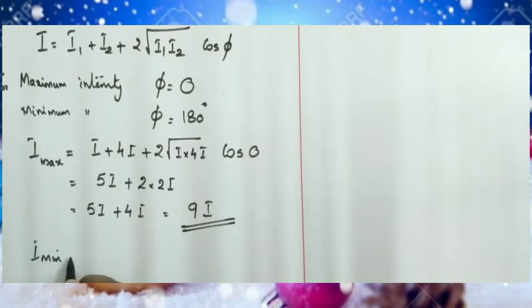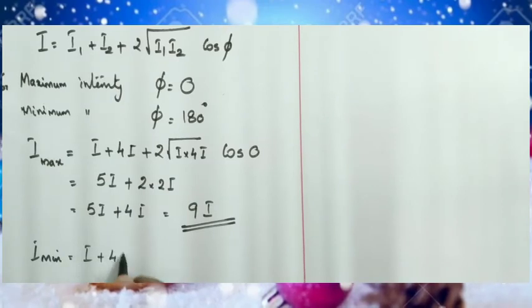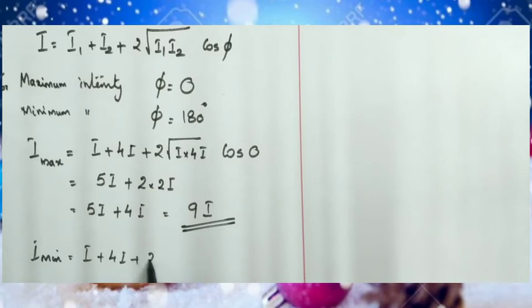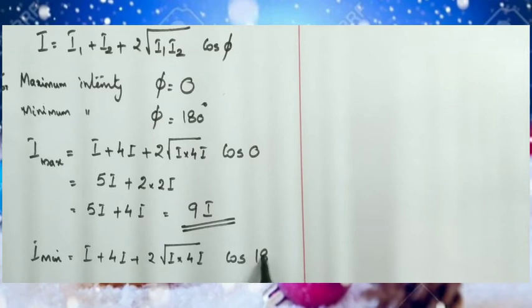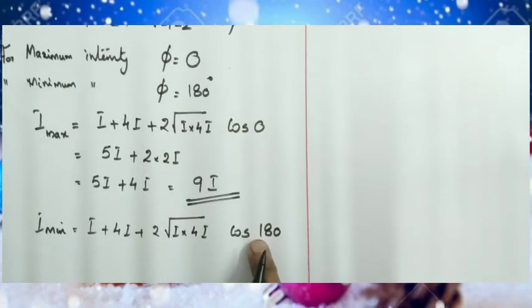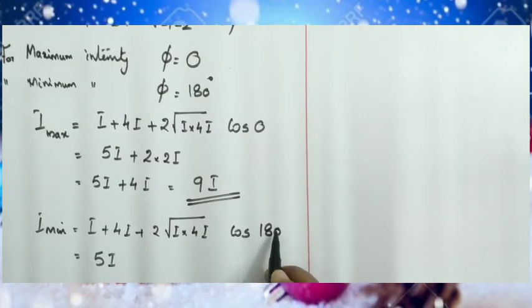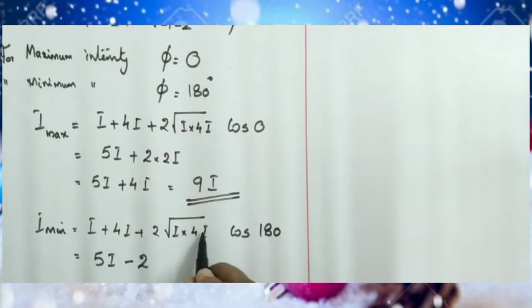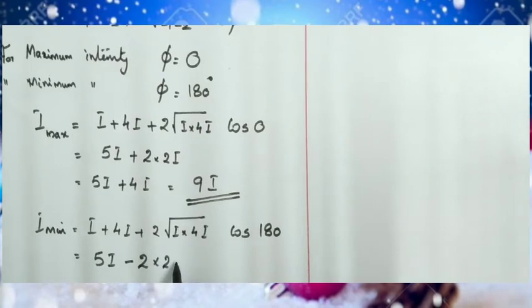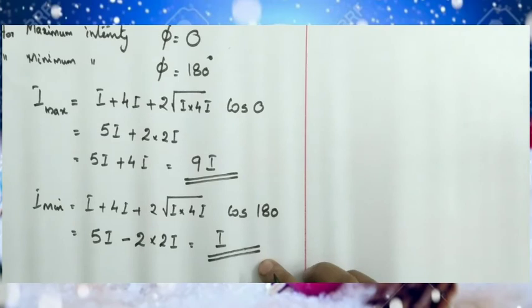And the minimum intensity, using the same formula, is I1 plus I2, that is I plus 4I, plus 2 into root of I into 4I cos theta. Here theta is 180 degrees, and cos 180 is minus 1. So we can write I plus 4I, which is 5I, and the minus can be taken here, minus 2 into root of 4I square, which is 4I. So it is equal to 5I minus 4I, which is equal to I. So the maximum intensity is 9I and the minimum intensity is I.